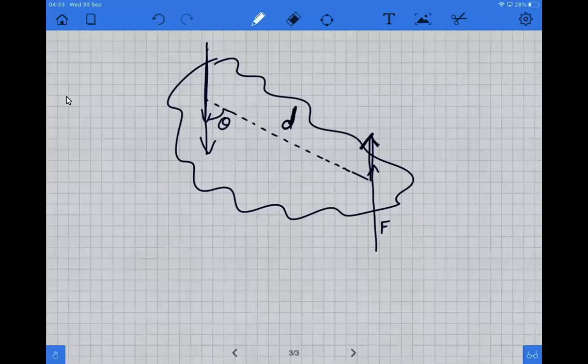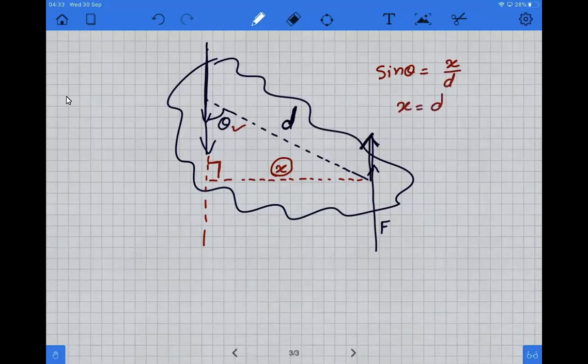Then what you will do, you will extend the line of action of one of the forces, draw a perpendicular, and call that, for example, x. First, you will calculate x. So if you want to calculate x, this is theta, this is 90 degrees, this is x. So sine of theta could be written as x over d, and x will be d sine theta. Now you are able to calculate x, that is the perpendicular distance between the two forces.